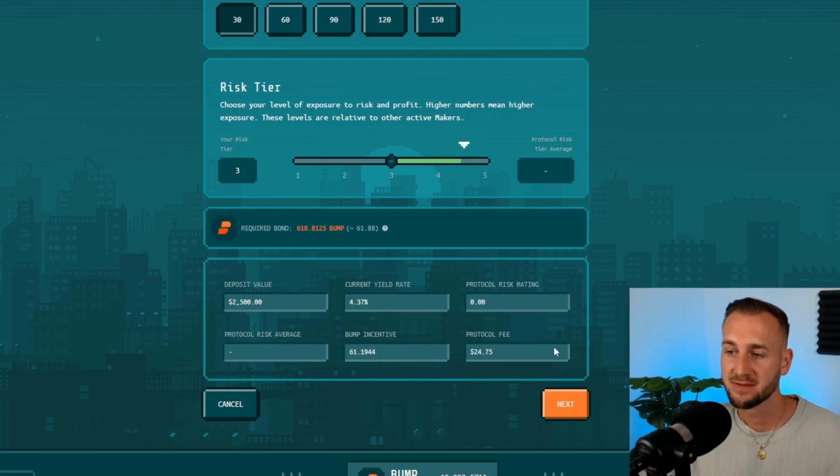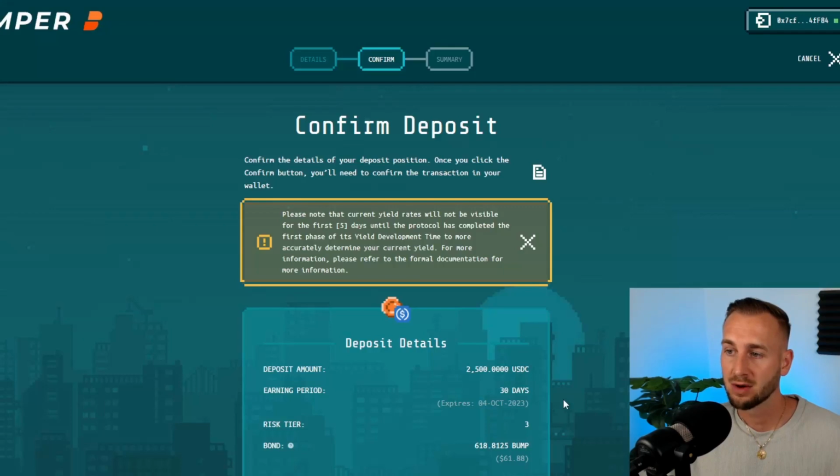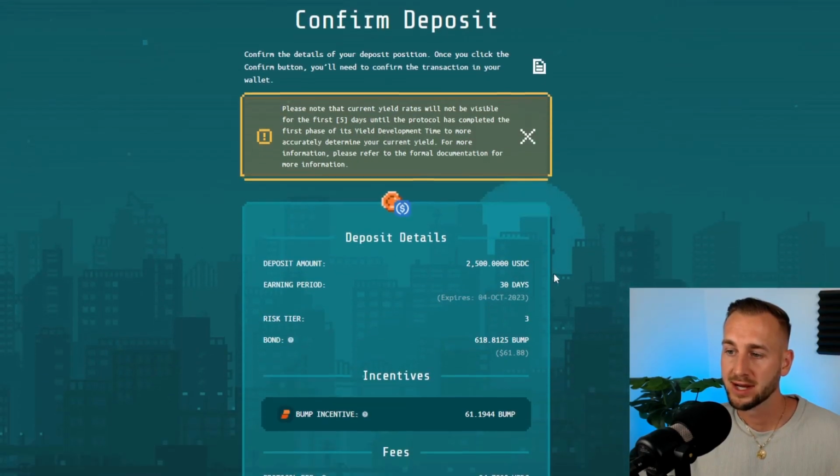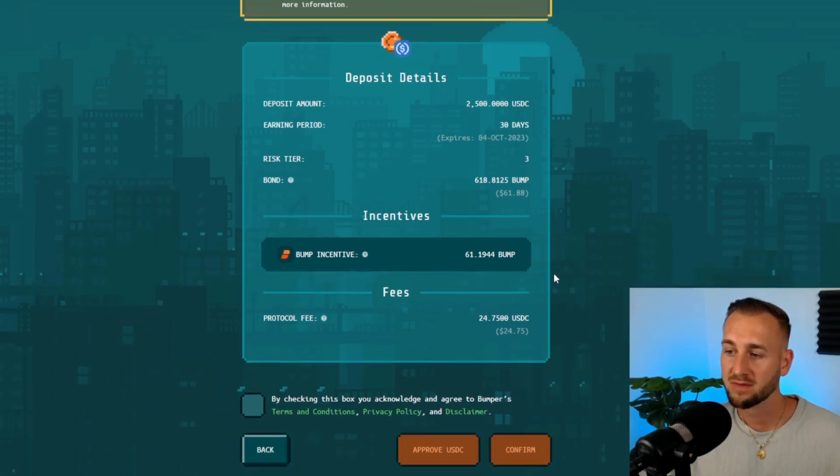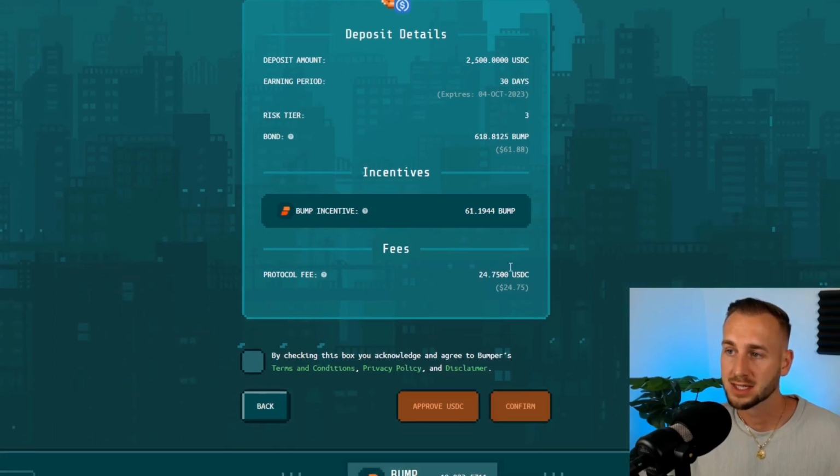So let's just run through this, click on next, go to the confirmation page here. We can see all the various details. 2,500 USDC for 30 days. Expires on the 4th of October 2023. You can see the incentives and again the protocol fee there, and that will be taken in dollars from my starting amount here.